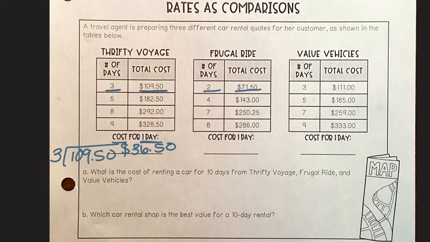I can take any of those values, but I'm going to go with the smallest one, $71.50, and I'm going to divide it by 2. And if I was to divide that out with long division, that would come out to $35.75 per day. Okay, so far, Frugal Ride is cheaper than Thrifty Voyage at $35.75 versus $36.50.